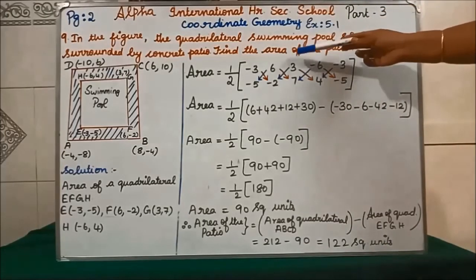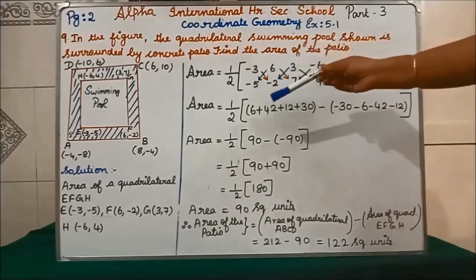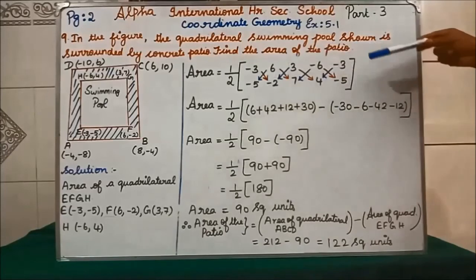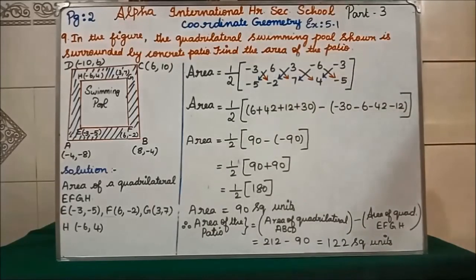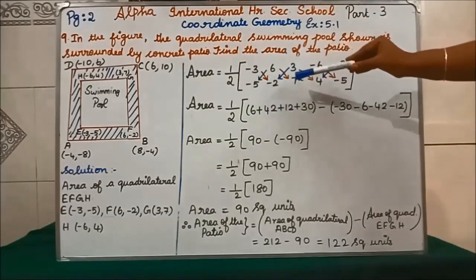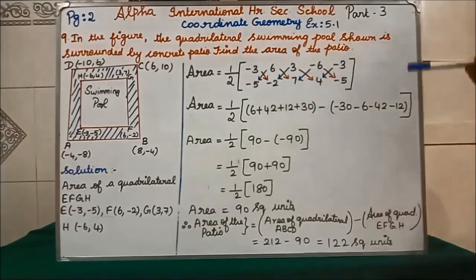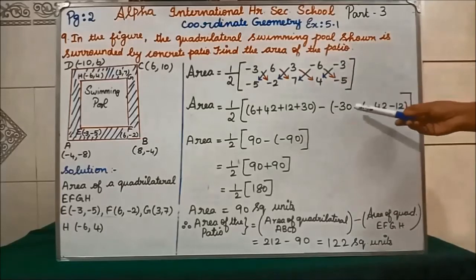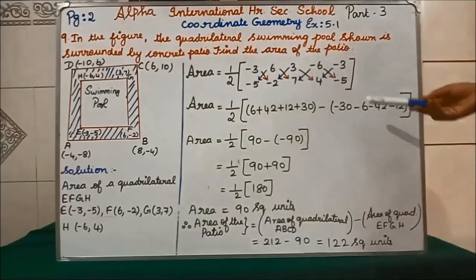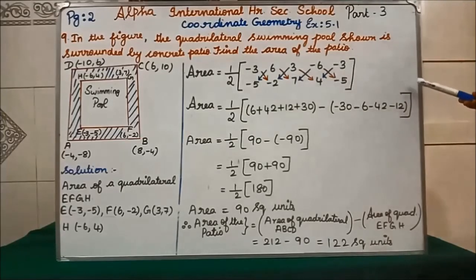Minus 3, minus 5, 6, minus 2, 3, 7, minus 6, minus 4. One more time the first value we are going to write again. Minus 3, minus 5. So the arrow mark, how will you put it, from left to right, isn't it? So minus 3 times minus 2 is 6, 6 7s are 42, 3 4s are 12, 6 5s are 30. Now the opposite side: 6 5s are 30, minus 3 2s are 6, minus 7 6s are 42, minus 4 3s are 12, minus. So now if we add everything we are getting 90.